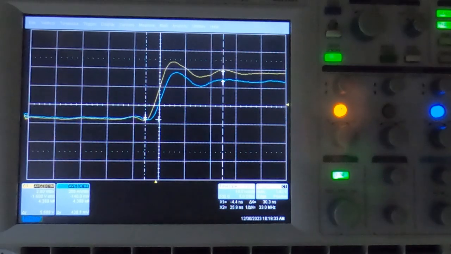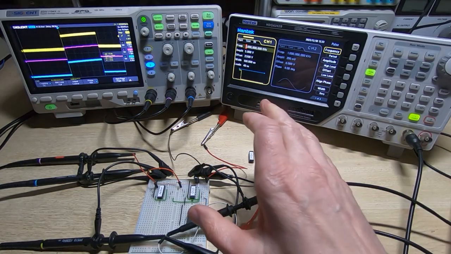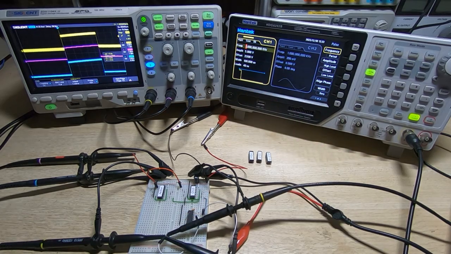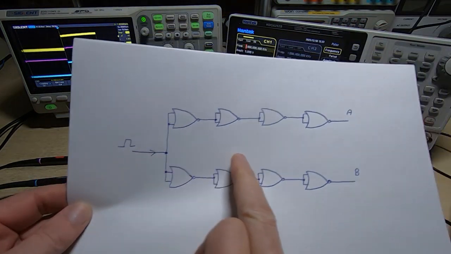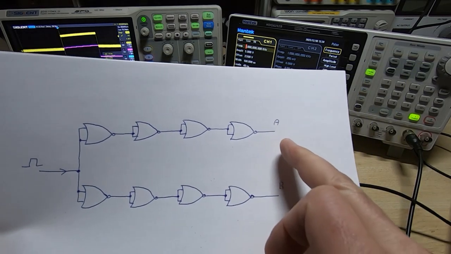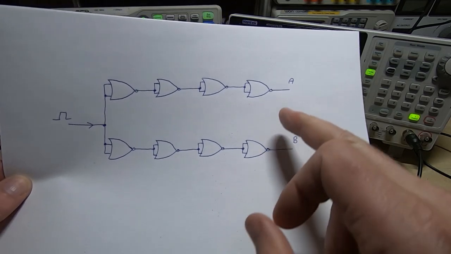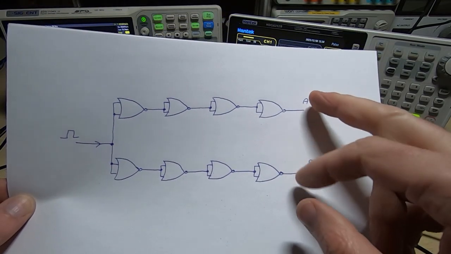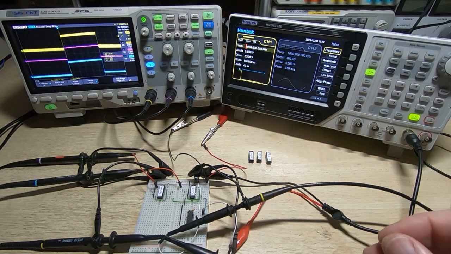So I'll move the camera back down. Looking back at the scope, you can see that at the moment there doesn't appear to be any timing issues. We're looking at the circuit I showed earlier. So the yellow trace is the input signal, the purple trace is the A signal, and the blue trace is the B signal. And I'll leave it to you to try and determine which of the two ICs is which.